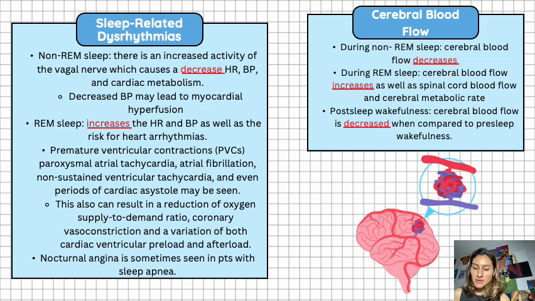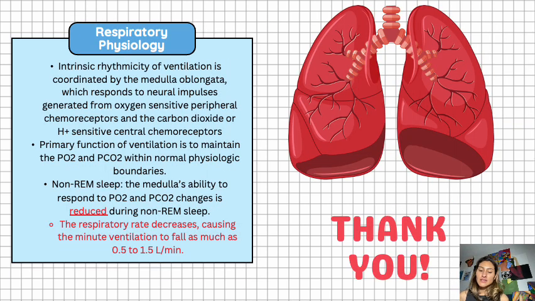Alrighty, so lastly, we're going to be talking about respiratory physiology. So the intrinsic rhythmicity of ventilation is coordinated by the medulla oblongata, which responds to the neural impulses generated from the oxygen-sensitive peripheral chemoreceptors located in the aorta and carotid arteries, and the carbon dioxide or hydrogen ion sensitive central chemoreceptors located in the medulla. The primary function of ventilation, therefore, is to maintain a PO2 and PCO2 within normal physiological boundaries.